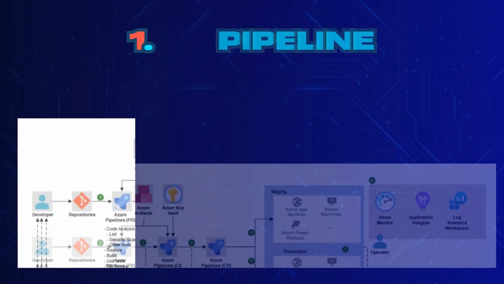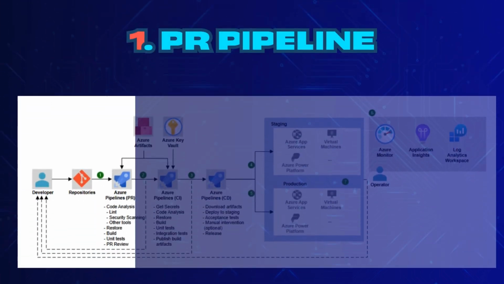Let's understand the sequence from code commit to production deployment. First is the PR pipeline. A pull request to Azure Repos Git triggers a PR pipeline. This pipeline runs fast quality checks. These checks should include building the code, which requires pulling dependencies from a dependency management system, and the use of tools to analyze the code, such as static code analysis, linting, and security scanning.